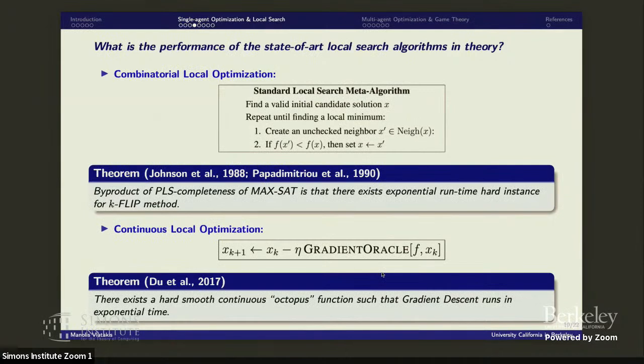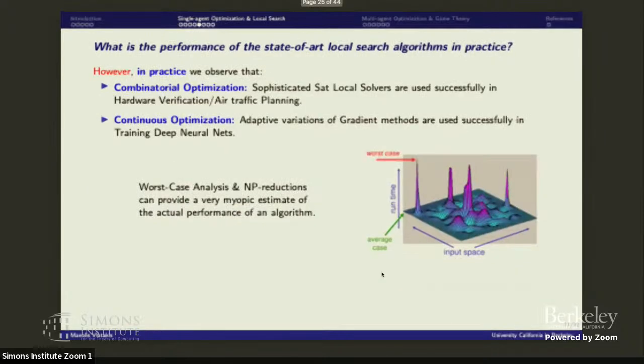Now, from the complexity perspective, this algorithm is awful. PLS completeness says that there is always an exponential runtime hard instance. And there is again a result that says that for the gradient descent method, there are instances of smooth functions where you will have exponential time.